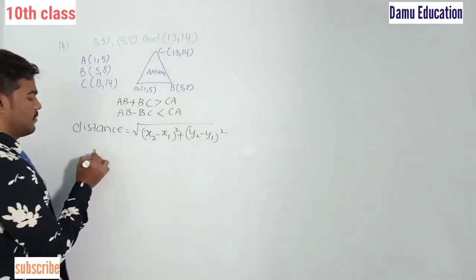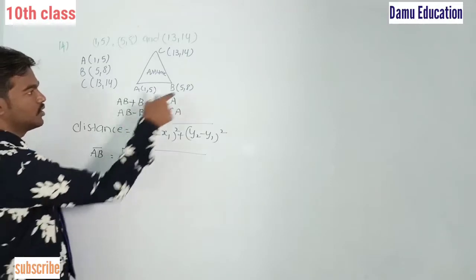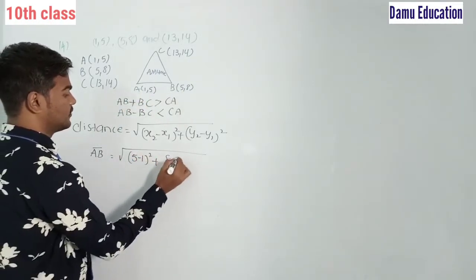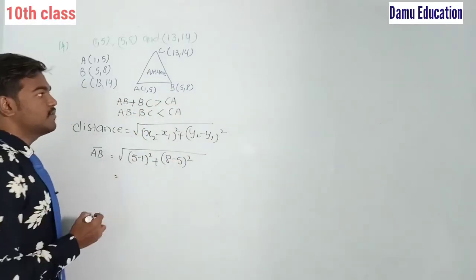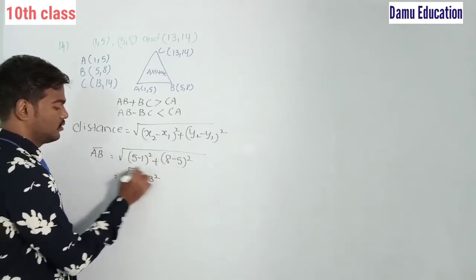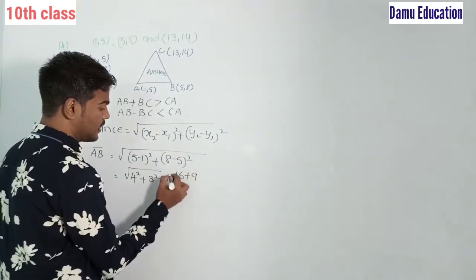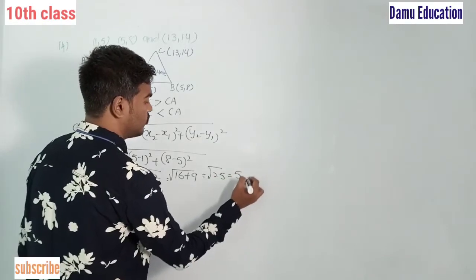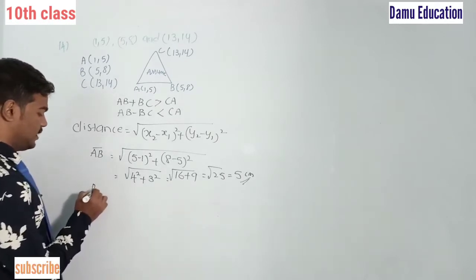Let us take the length AB. Here it is the square root of (5 minus 1) whole square plus (8 minus 5) whole square. 5 minus 1 is 4 square, plus 8 minus 5 is 3 square. What value are we getting? 4 square is 16, 3 square is 9, that is the square root of 25, that is 5 units or 5 centimeters.